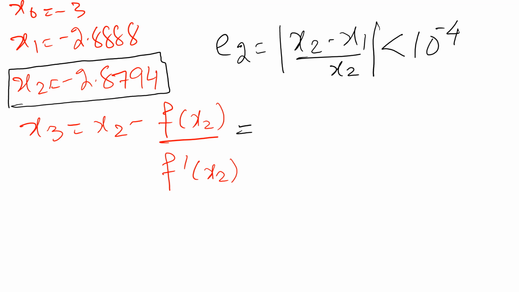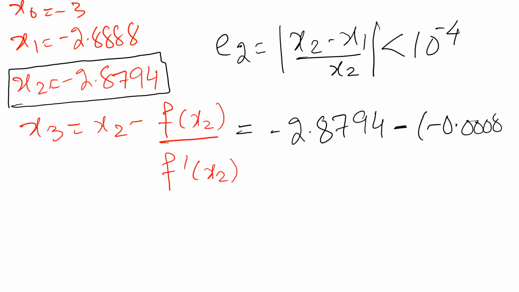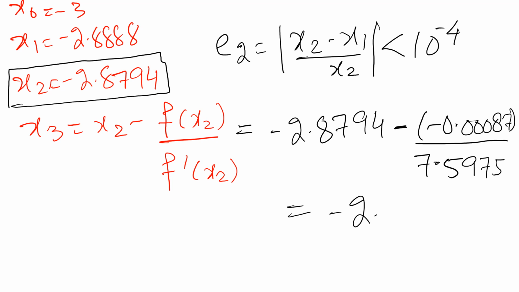So after solving this one, the values are like that: 2.8794 minus 0.00087. I have plugged the values and am just writing the answers, and this one is 7.5975. So when you solve it, the answer will become minus 2.8793. So this is the x3.